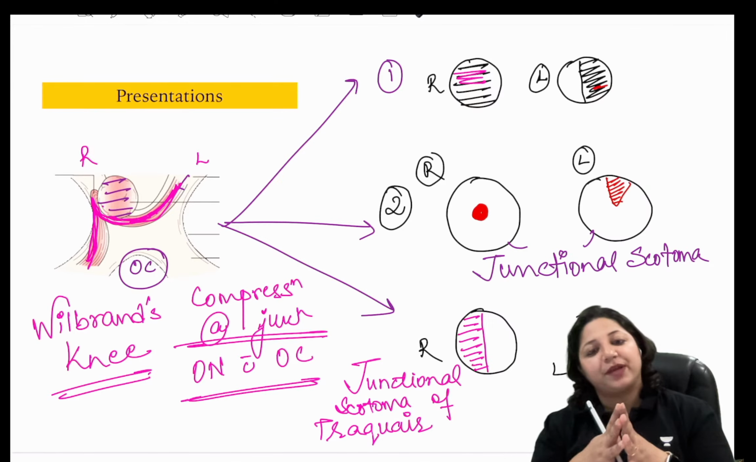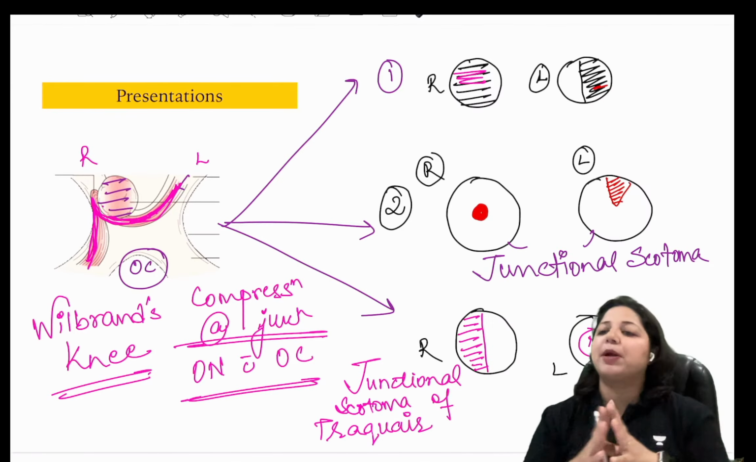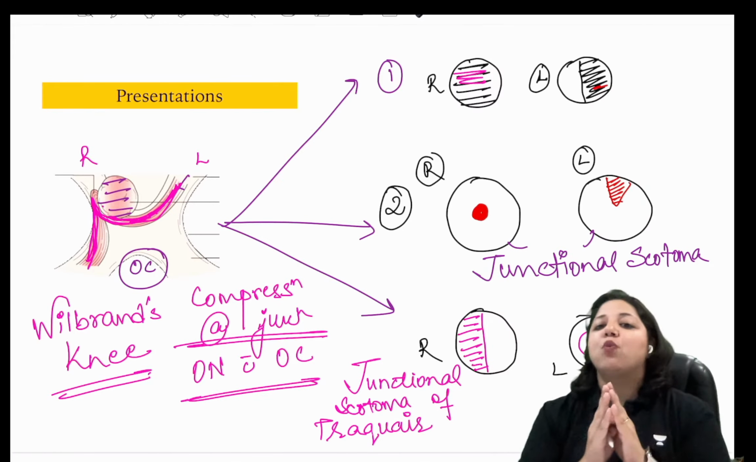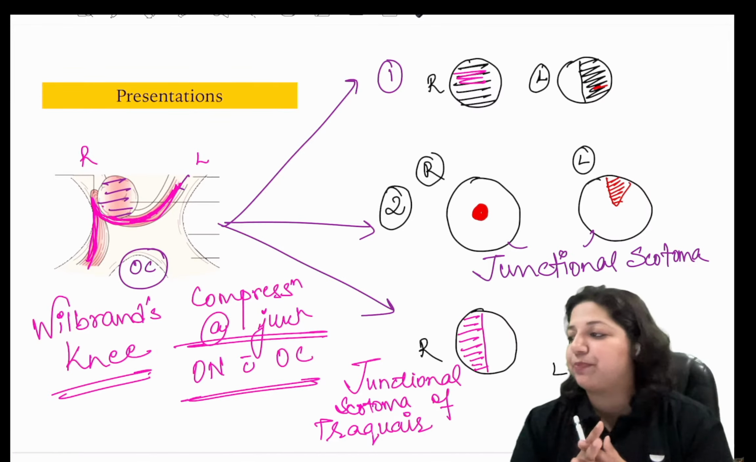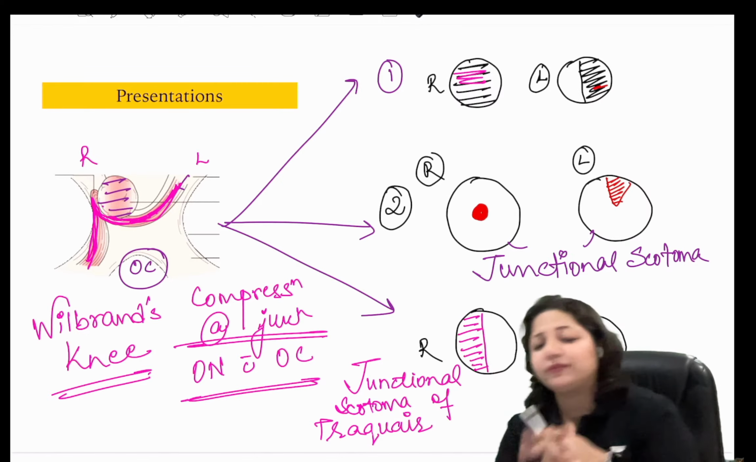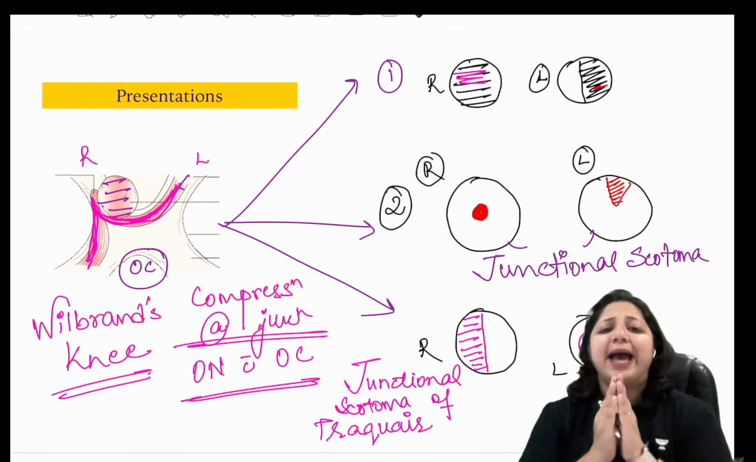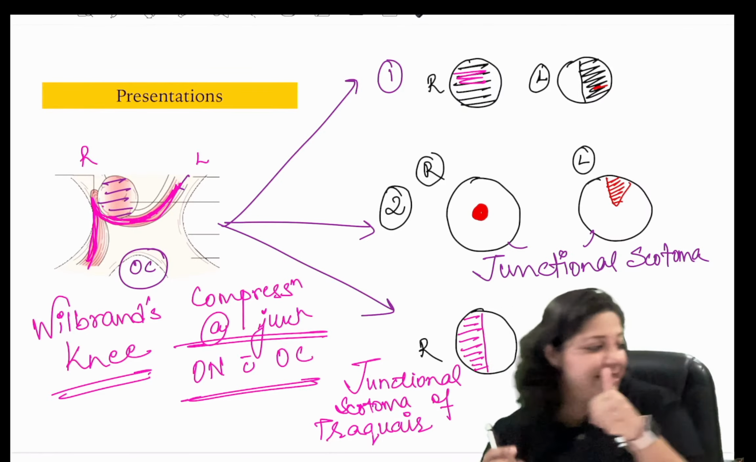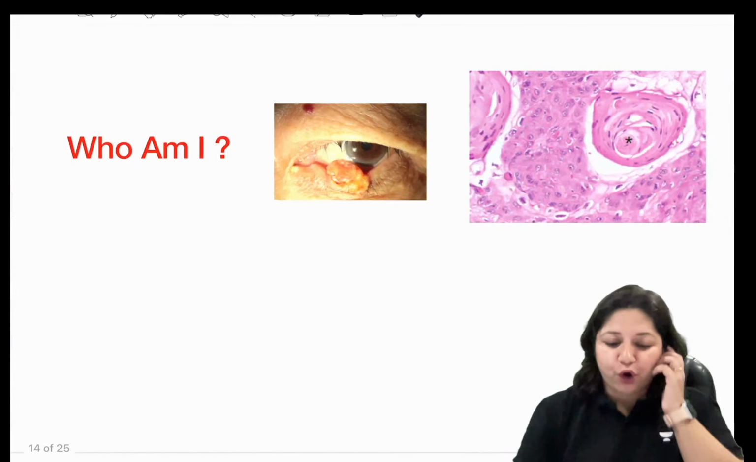So those fibers can also be affected. Just depending upon what is the type of compression and what is the amount of compression, they can have these three presentations. Everything is about junctional scotoma and junctional scotoma of Traquair. Is that clear? So we move on to the next.